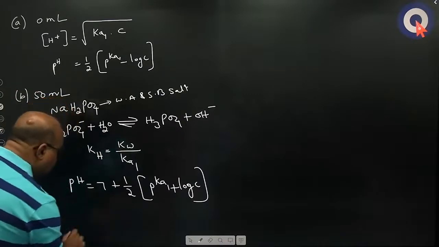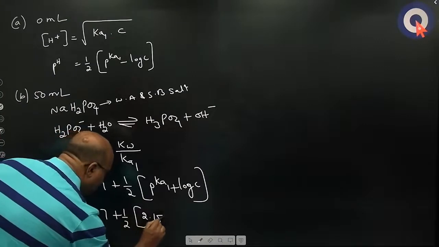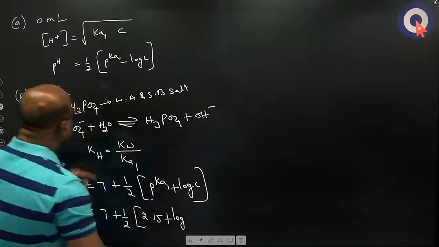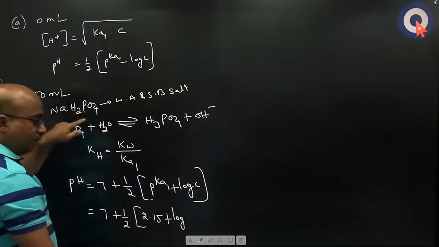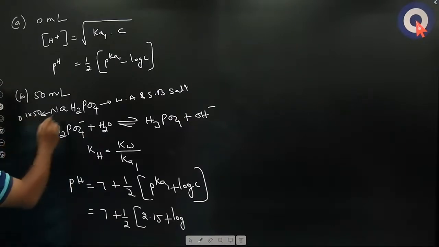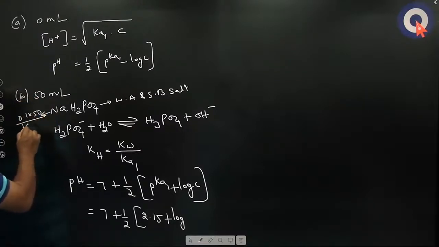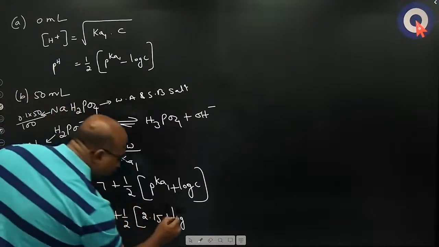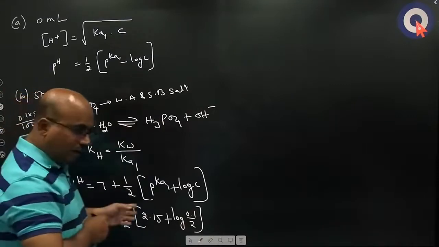So what is pH in this situation? 7 plus half pKa1, 2.15, plus log of the concentration of this. How much of this will you get? 50 mL is required. So how much of this are you actually getting? 0.1 into 50. But the total volume after addition of 50 ml of NaOH becomes 100, so the concentration of this will be 1 by 2, that is 0.1 by 2. So from here you can calculate its pH.